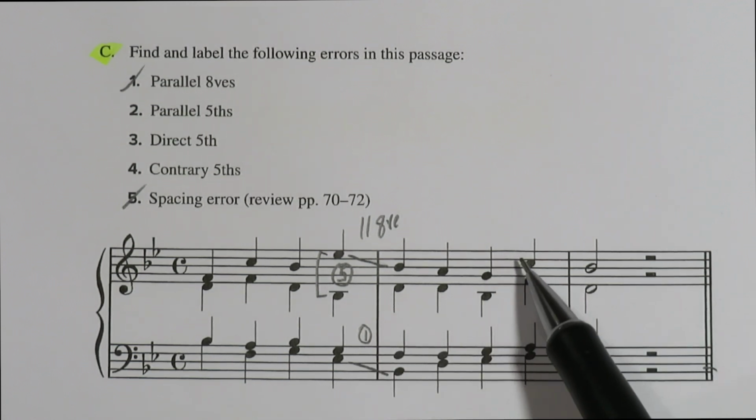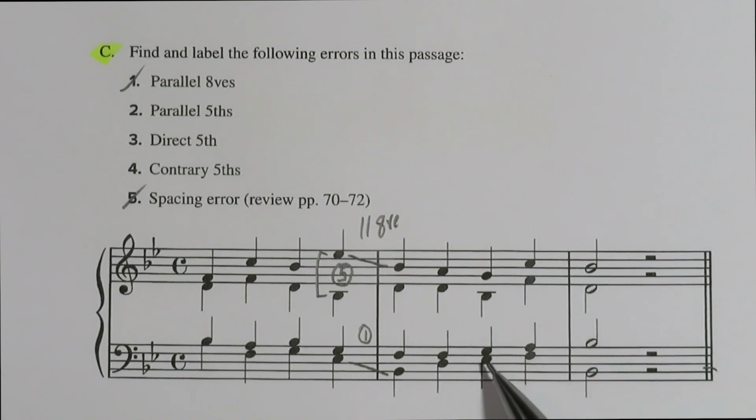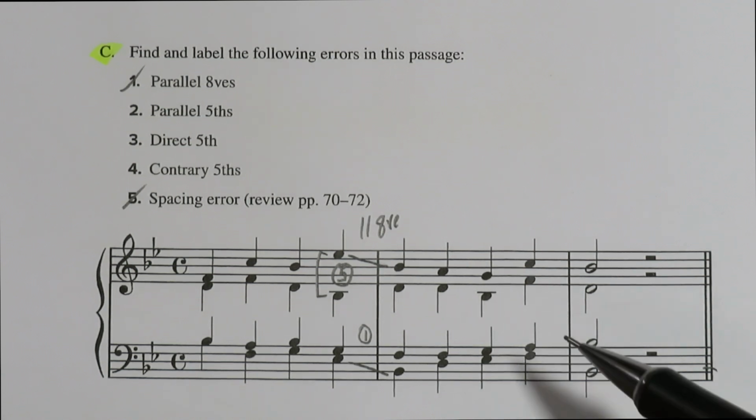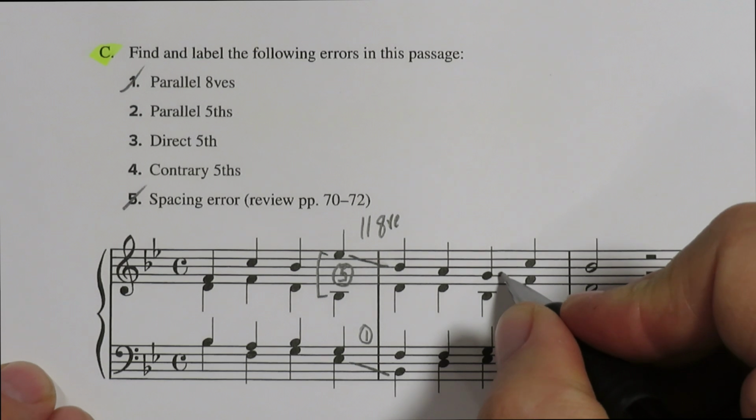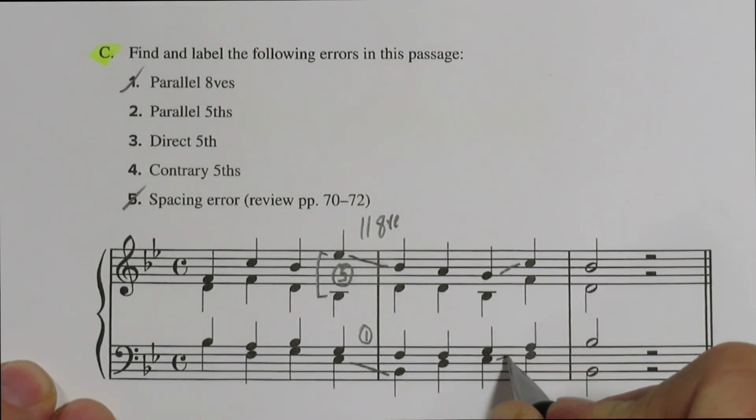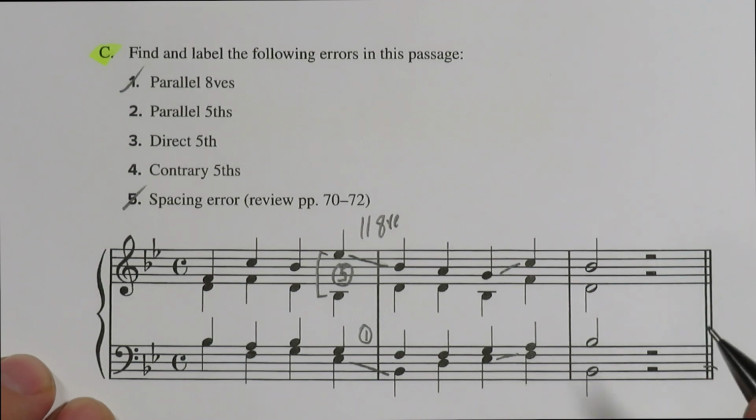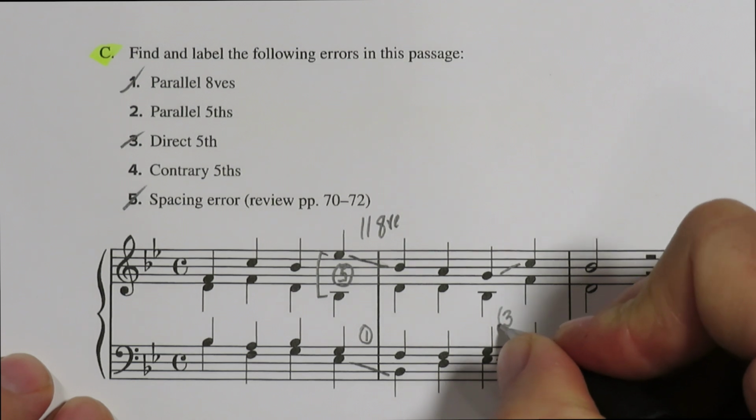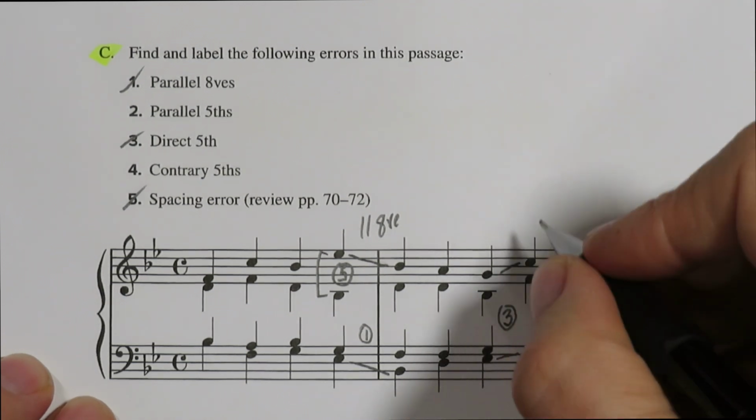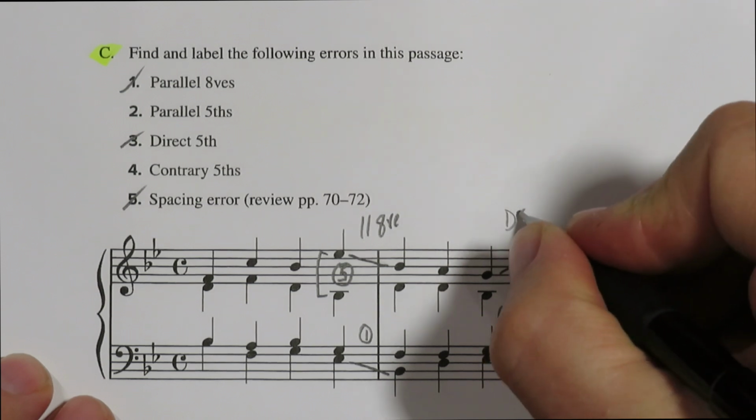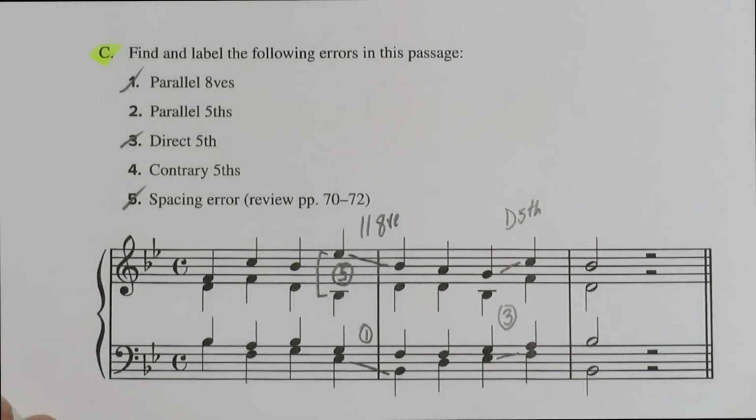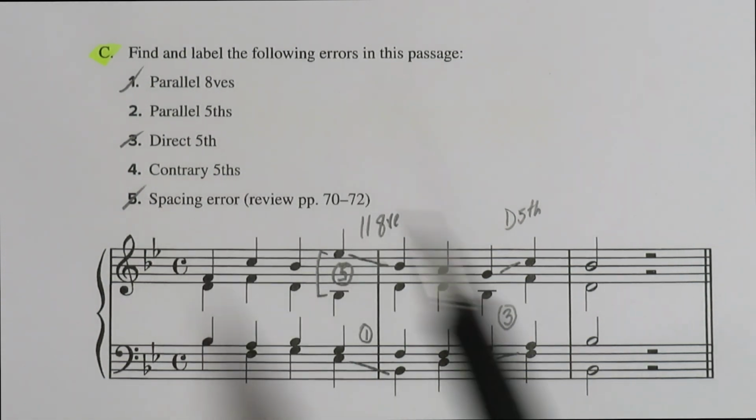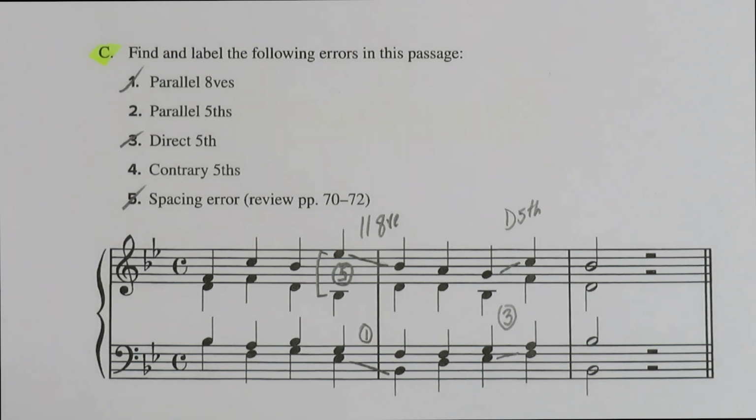Okay, the last leap is here. So we have a leap in the soprano. The bass is moving in similar motion. And F to C is a perfect fifth. So that would be the direct fifths, number 3. And then we could put this direct fifth there. Okay, so go ahead and find the parallel fifths and the contrary fifths, and I'll see you in the next section.